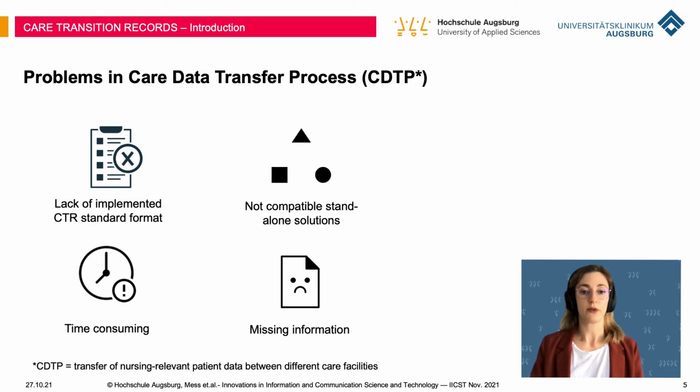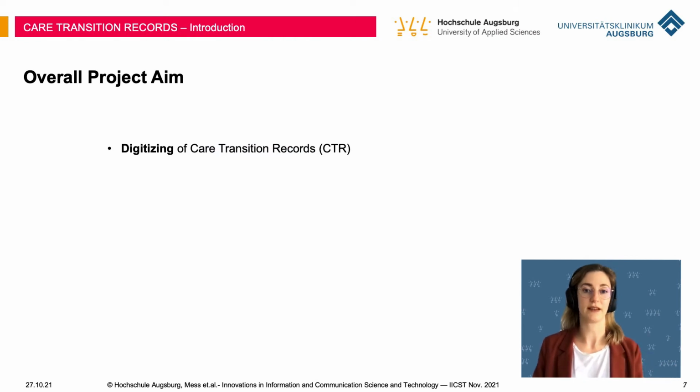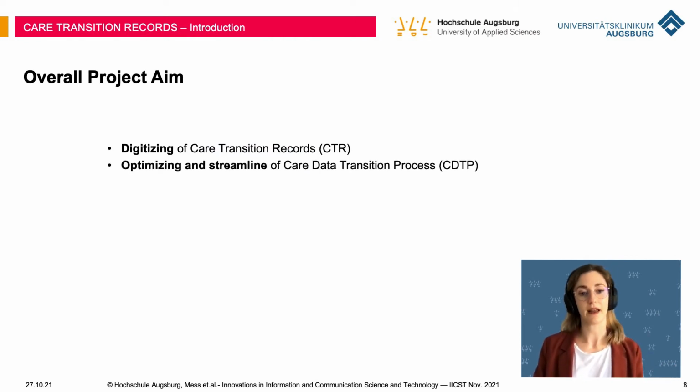In order to develop a solution to these problems, the sub-project Digitization of the Care Transition Record was launched as a part of the German CARE REGIO project. Other sub-projects within CARE REGIO focus on assistive systems, scientific monitoring and ELSI, on developing a care wiki, and a care data lake. Coming back to our sub-project, the overall aim is to digitize care transition records and to optimize as well as streamline the care data transition process, which means the transfer of nursing-relevant patient data between different care facilities should be digital in the future.